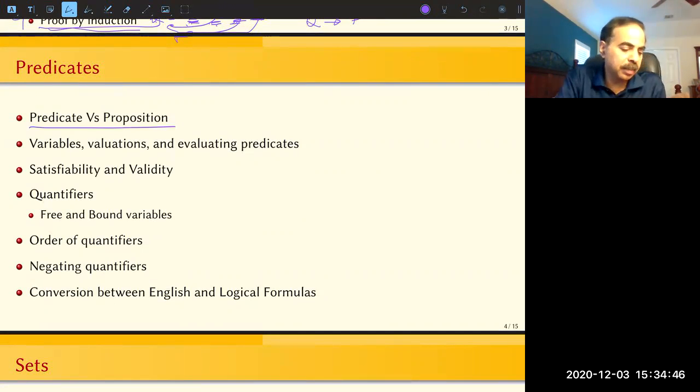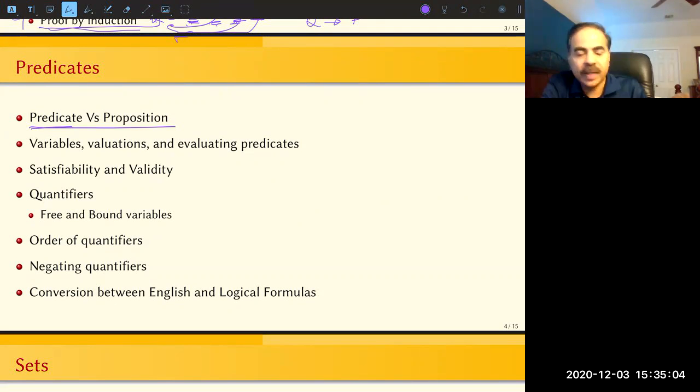The difference between predicates and propositions is that in the propositional formulas, all variables are either true or false. In the case of predicate formulas, the variables can take values from any set, right? So they can take integer values, real values, or values from any other set. That's the main difference between the predicate and propositional case, which means that in the propositional case, everything is finite, right? Because the variables have only two possible values.